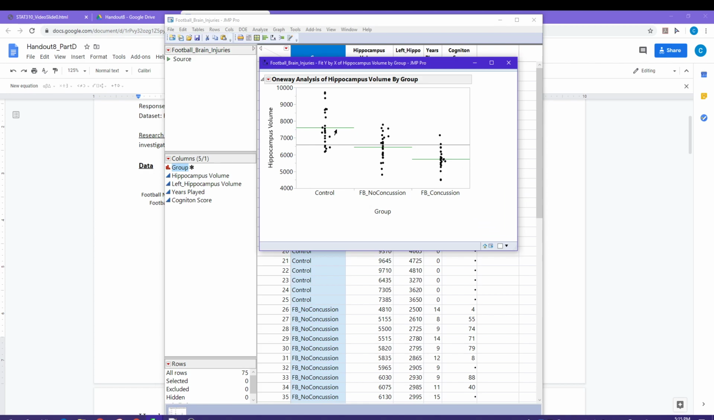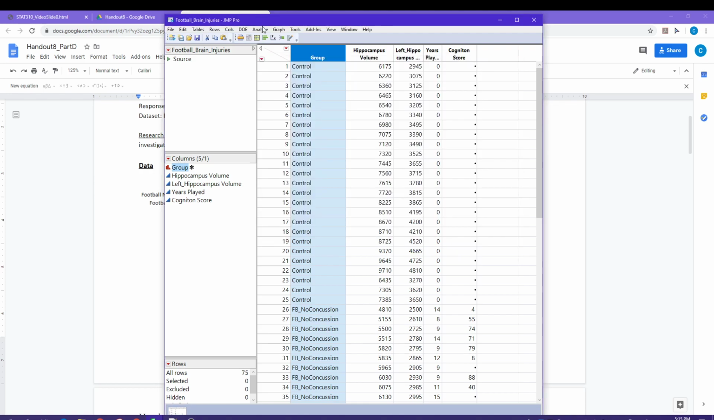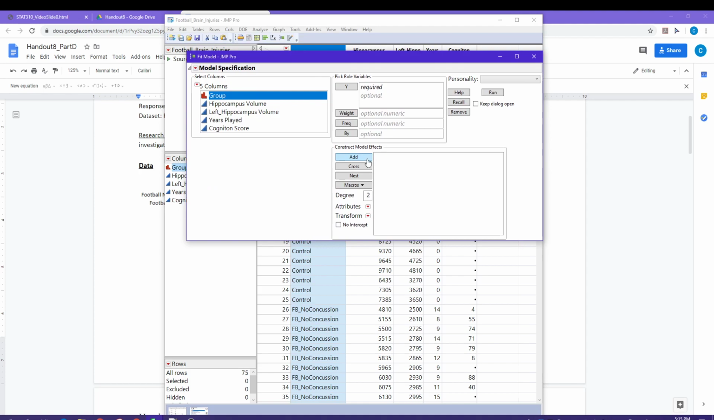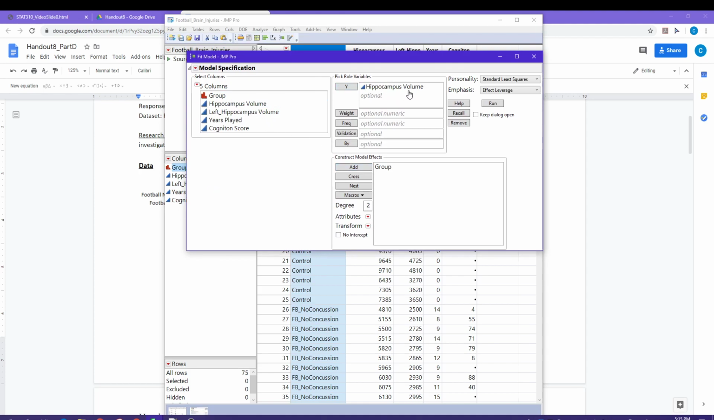Okay, let's go ahead and get started with the overall test. And the overall test is just going to tell me whether or not each of these groups differ, or at least one of these groups, do they differ from that grand average? All right, so we're going to go underneath Analyze, Fit Model. Group is going to be my model effect. Hippocampus volume is going to be up here as my response.